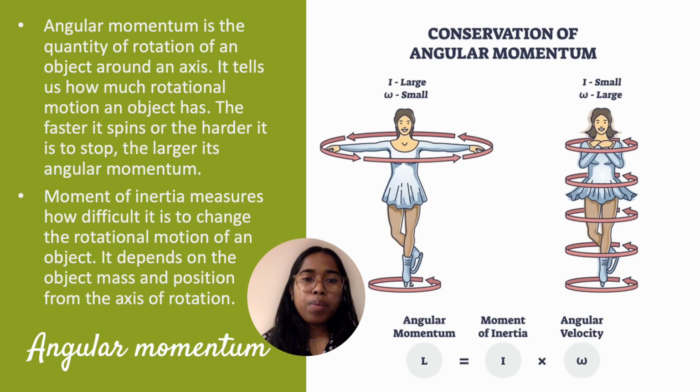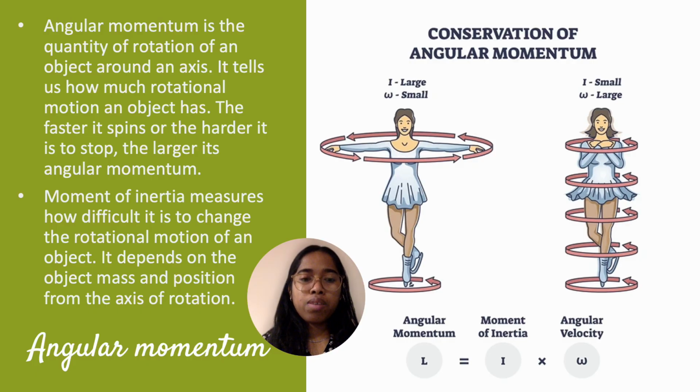So angular momentum is the quantity of rotation of an object around an axis. It tells us how much rotational motion an object has. So the faster the object spins, or the harder it is to stop, the larger its angular momentum is. And so the angular momentum is defined as the product of the moment of inertia with the angular velocity.